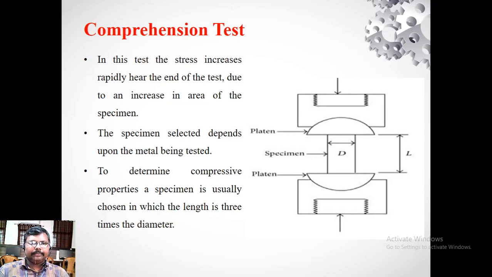Compression test. In this test, the stress increases rapidly. The end of the test is due to an increase in the area of the specimen. The specimen selected depends upon the metal being tested. To determine compressive property, a specimen is usually chosen in which the length is 3 times the diameter.